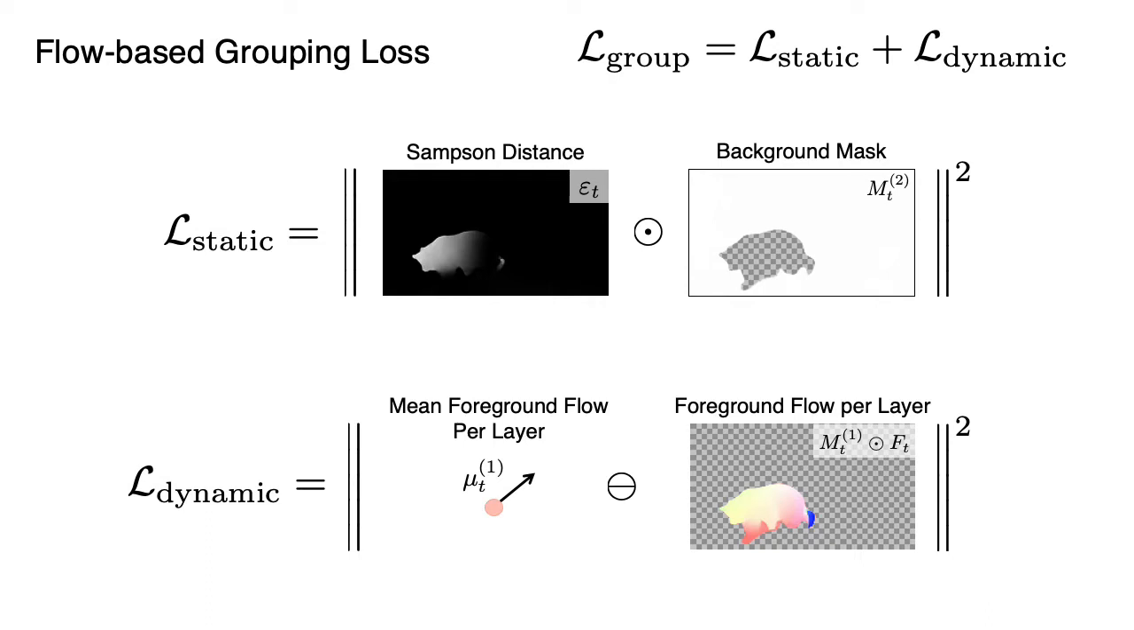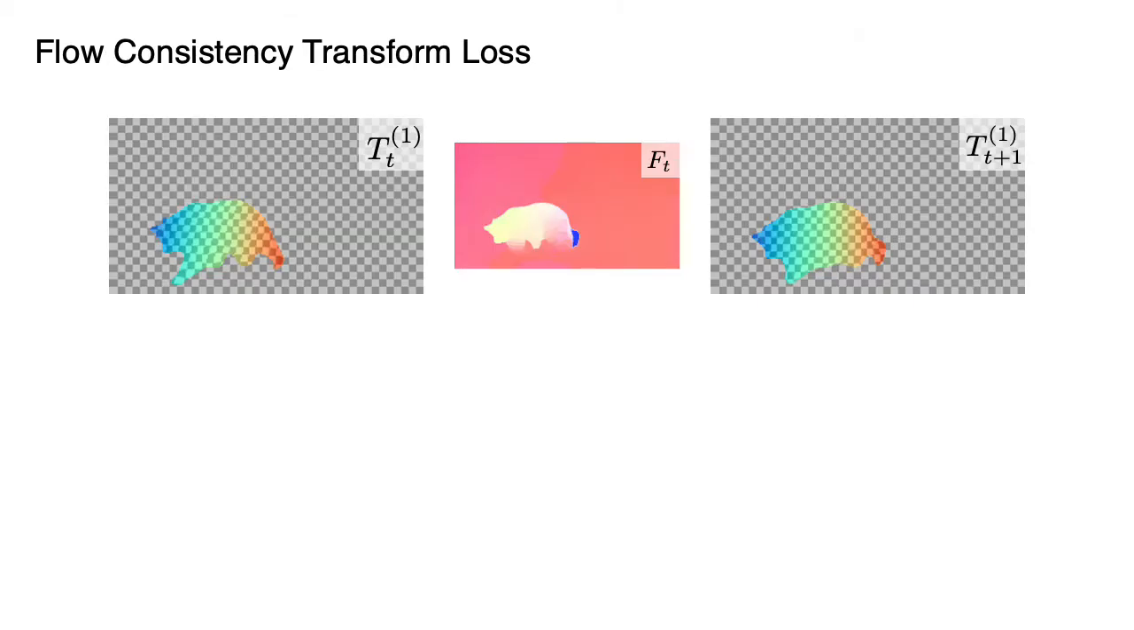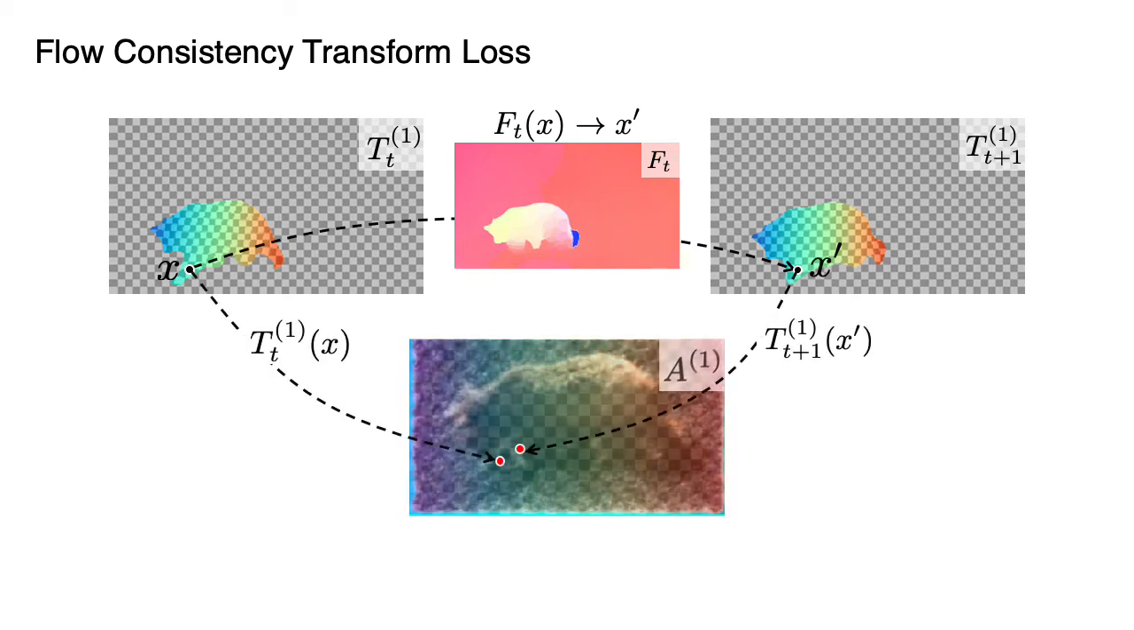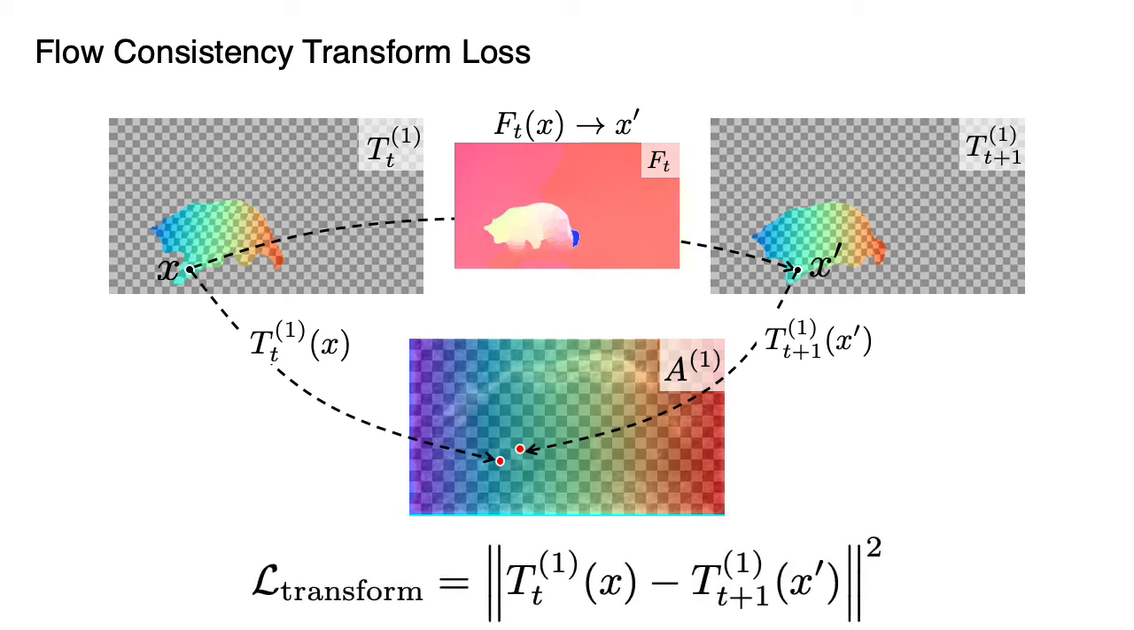We supervise the transforms with a flow consistency loss, namely optical flow maps a point x in frame t to x prime in t+1. The transforms then map both frames into the shared coordinate system of the global sprite image. X and x prime correspond to the same underlying scene point and should therefore go to the same point in the sprite image.